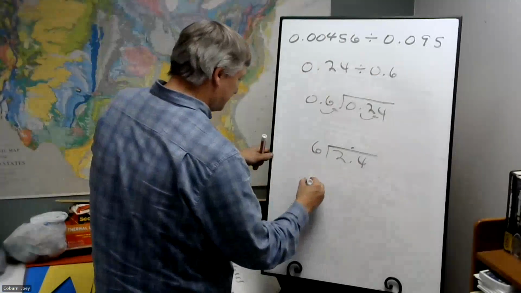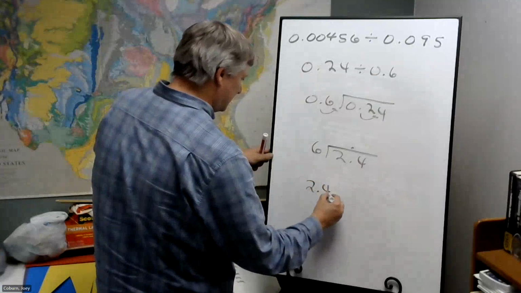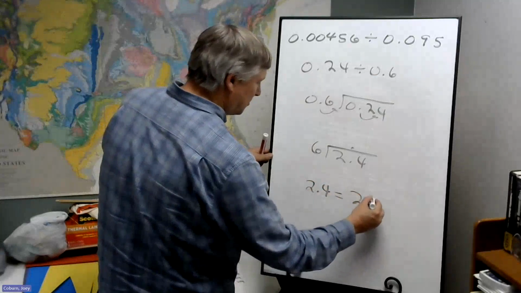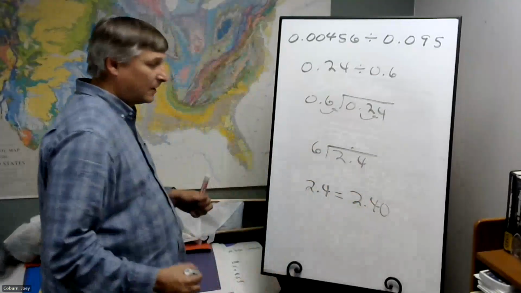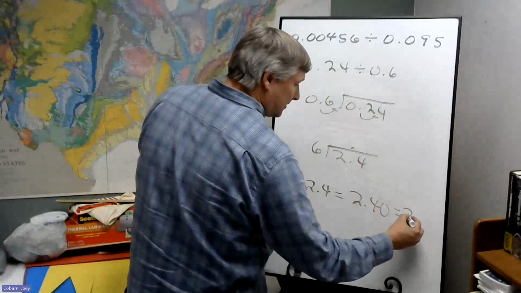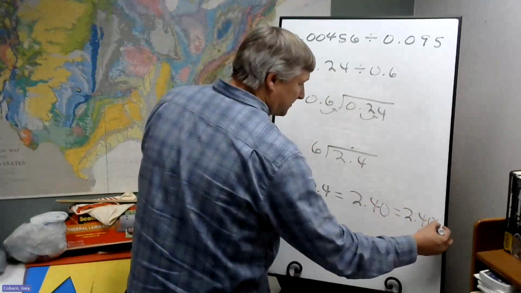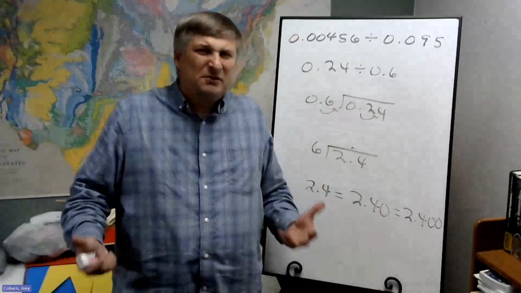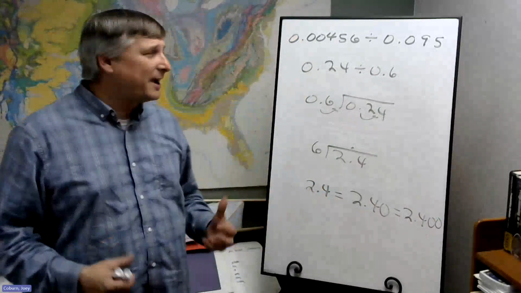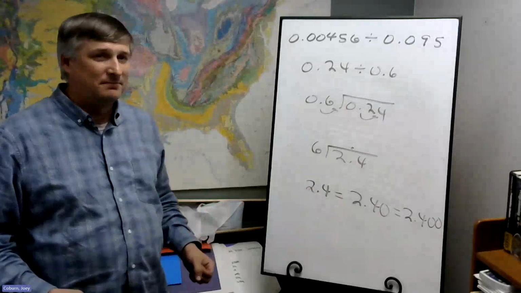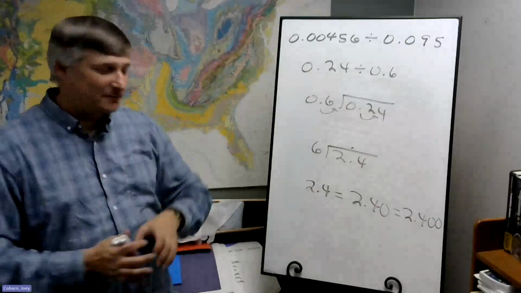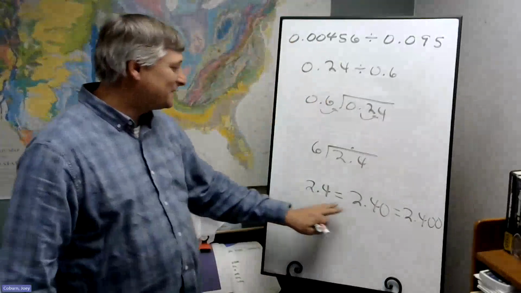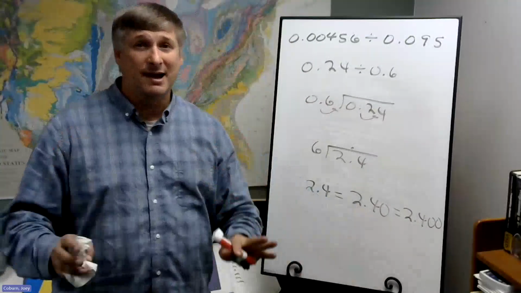2.4 is the same as 2.40, which is the same as 2.400. So why tack on these useless numbers? How is that going to help us divide? Well, let's do this example. This fact is going to help us a lot.